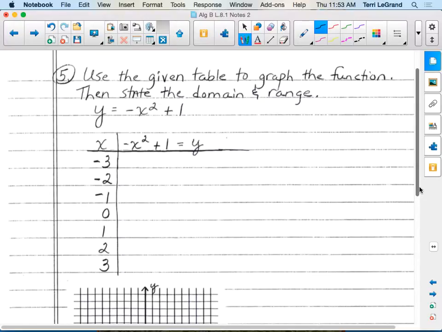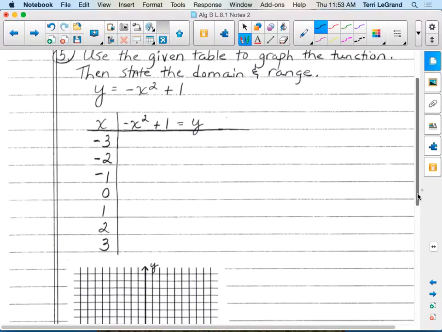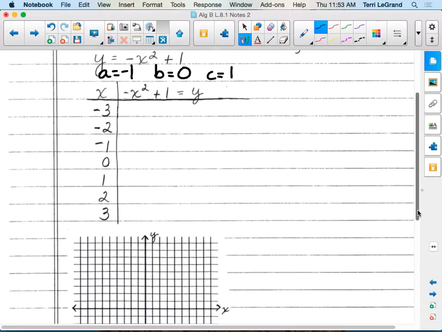Trust me, this does not necessarily go so well when the a value is negative because we just can't deal with having negative x's and a negative a. So let's just identify our a value. What is it? Negative 1. What's our b value for this one? 0. There are no x's. C is 1.